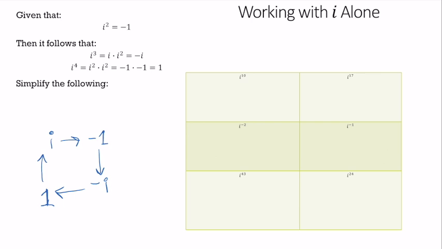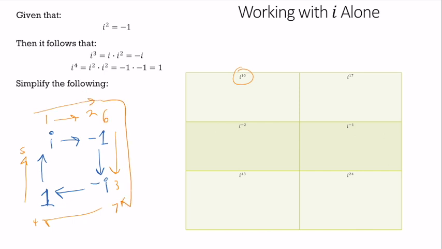Inside our drawing of this little closed circle that we call the quaternions, let's work through some examples. I'm going to do i to the 10th first. So I could think of this as going around my circle, taking 10 steps. So here's step 1, 2, 3, 4, 5, 6, 7, 8, 9, 10. So my 10th step puts me back at -1. So i to the 10th is -1.